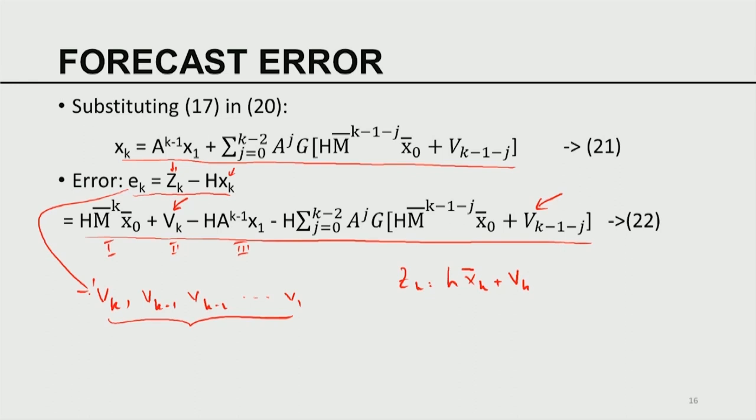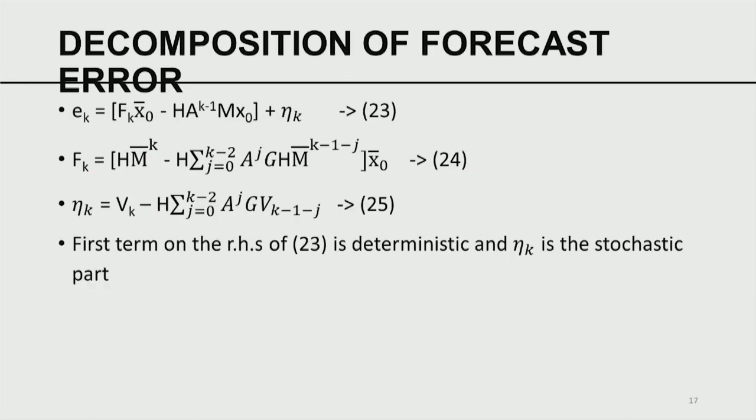It is this serial correlation I am now going to have to extract. I am now going to rewrite this expression ek for the sake of convenience, a deterministic part plus the random part. The deterministic part has this expression, the random part has this expression. So 24 and 25 correspond to the deterministic part of the forecast error and the random part of the forecast error. So you can see 23 is deterministic, eta k is stochastic.